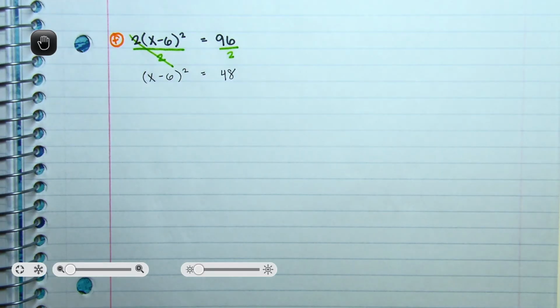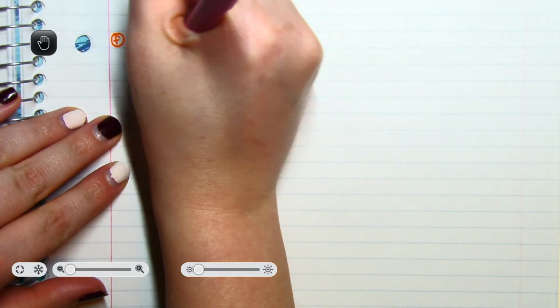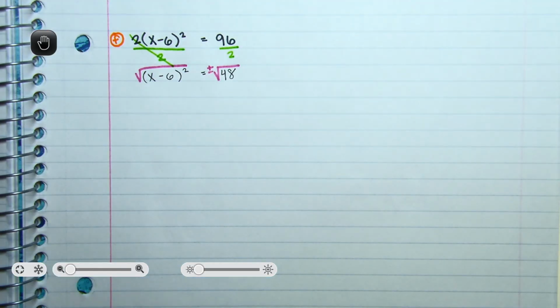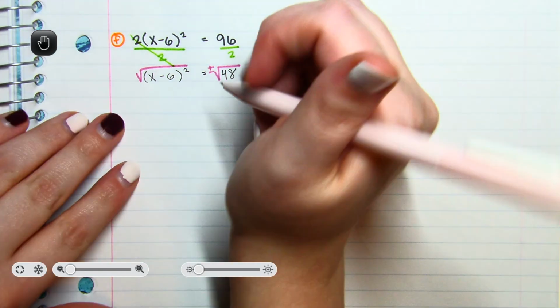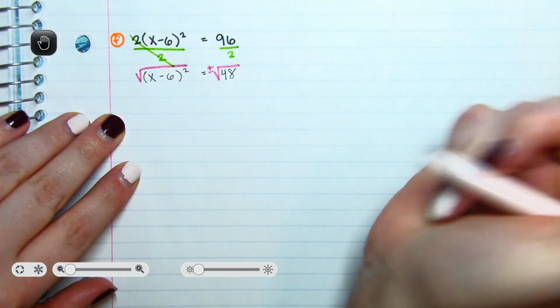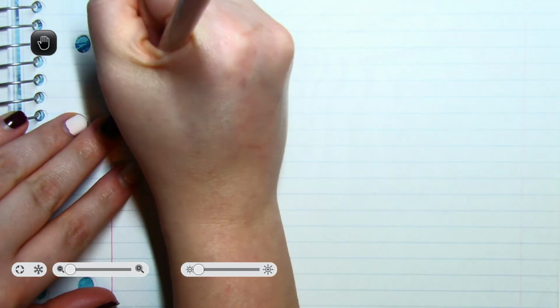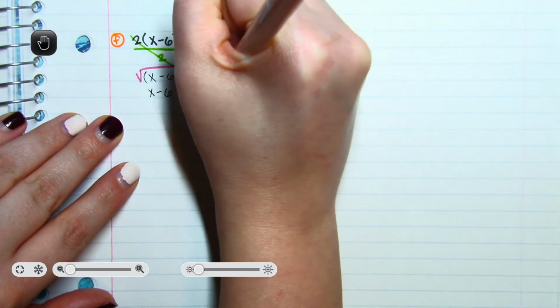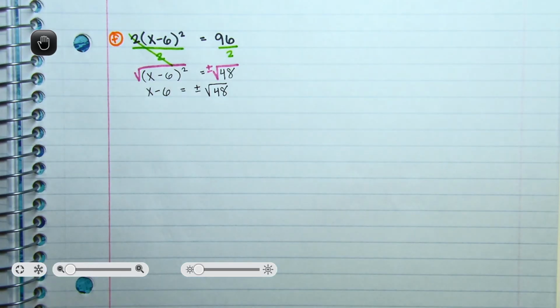What do I do next? You said take the square root of both sides. You are correct. I add that little plus or minus. All right, now this is where it gets a little bit different than what we've seen so far and where it's going to bring in our knowledge from a few days ago. So x minus 6 equals plus or minus the square root of 48, because 48 is not a perfect square. So we can't just take the square root of it.